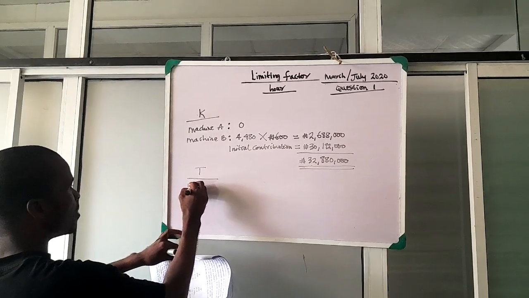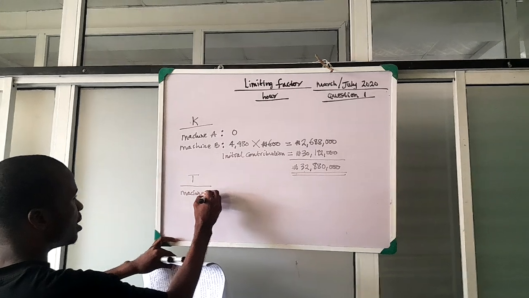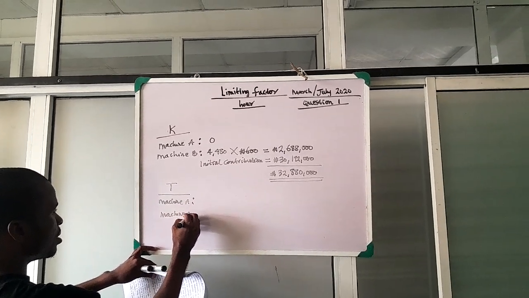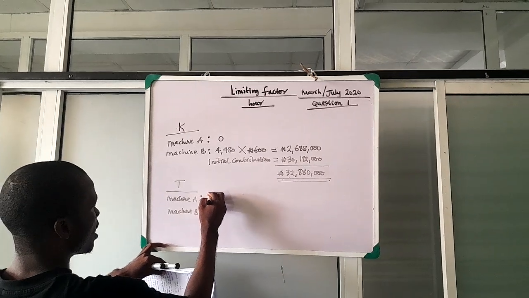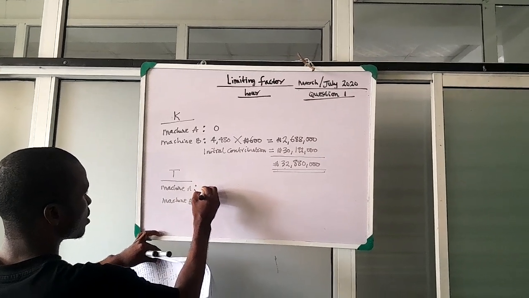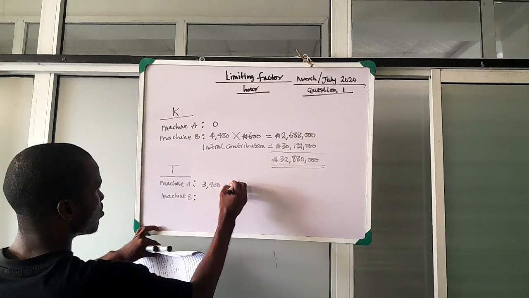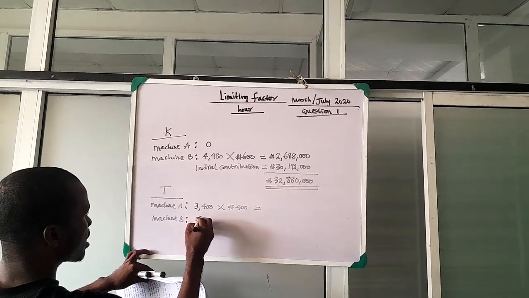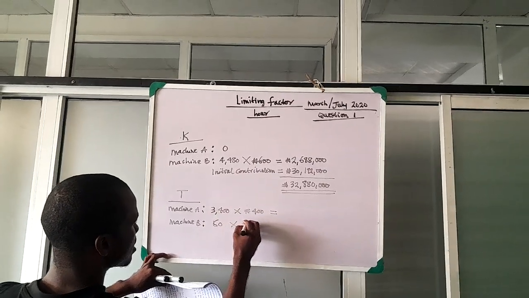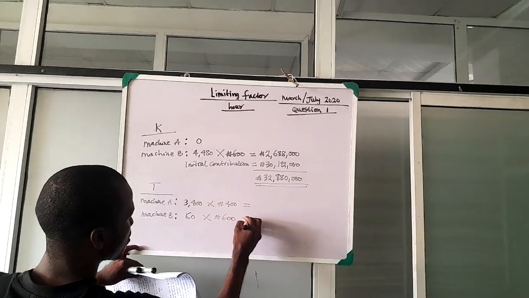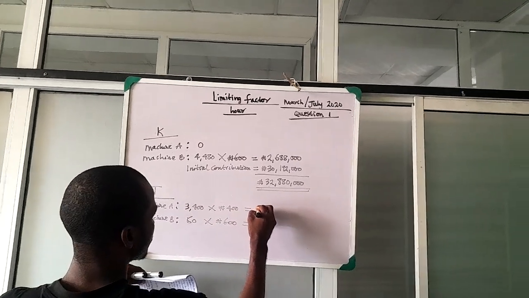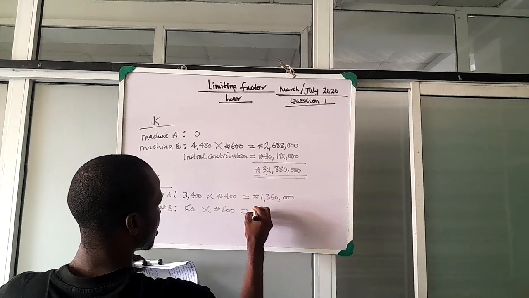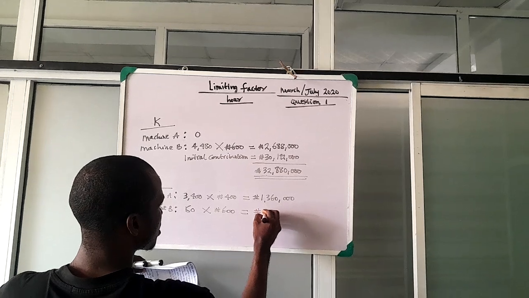Then I'll go for T. For T, we have machine A and we equally have machine B. Machine A, was there spare time? Yes, 3,400 times 400. Here, there is spare time of 60 times 600. So this will give us 1,360,000 and 36,000.